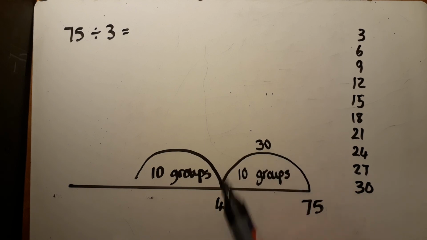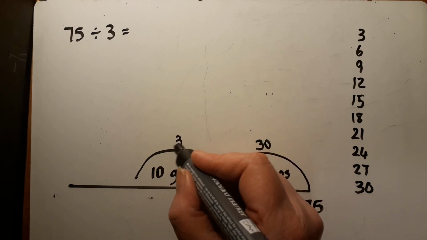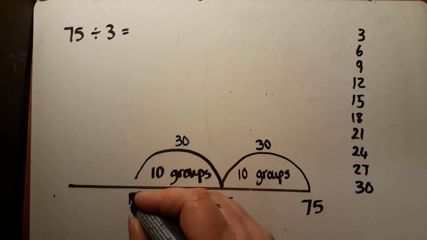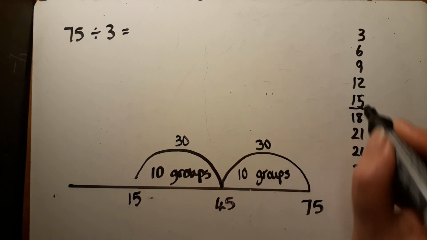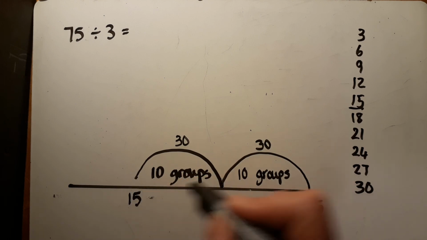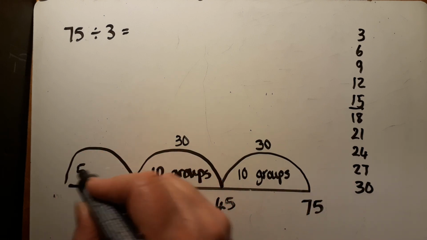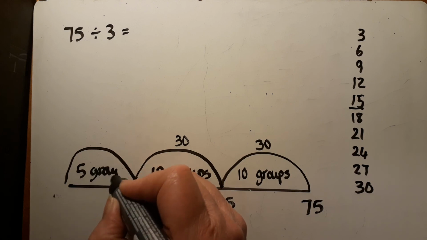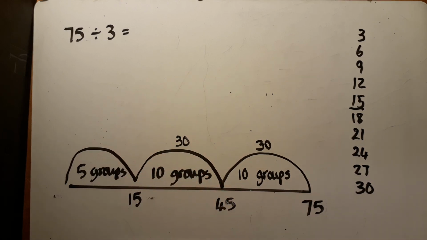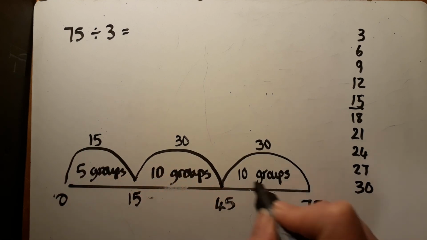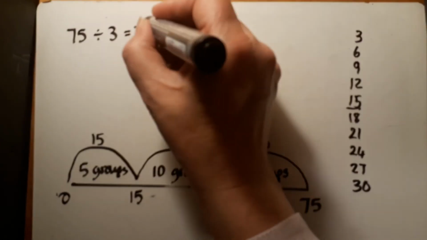Okay, so I've done 10 groups, which is 30, and that left me with 45. Then going to do another 10 groups, and that will leave me with 15, and 15 is a multiple of 3, so that will then be 5 groups. And 5 groups, and that will leave me with 0, so I've done 25 groups.